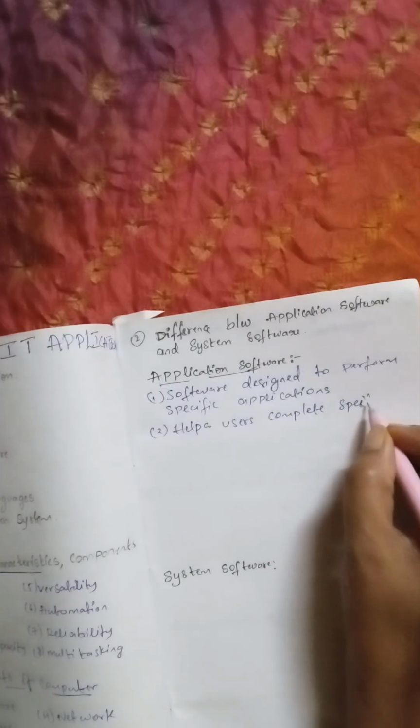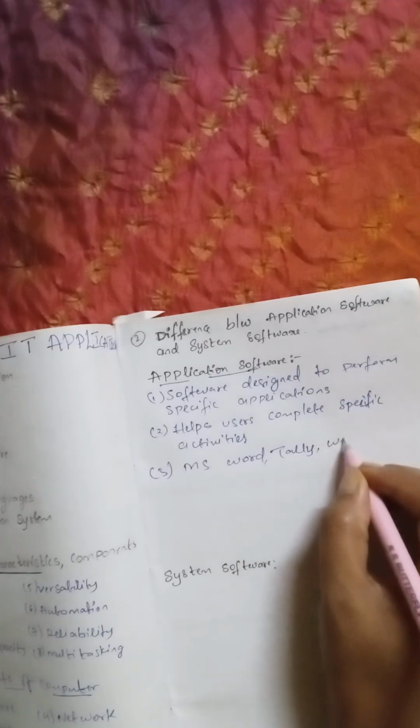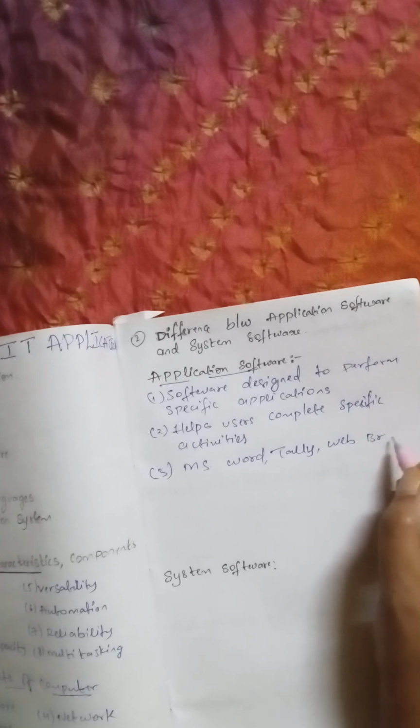You can write the second point: helps users complete the specific activities. This is one of the points in application software, like MS Word, Excel, Tally, and web browsers. These can also be called applications. Tally ERP, these all are application software.